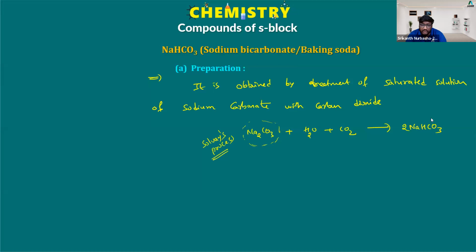Upon heating, it releases CO2 and forms bubbles, and thus it will make the pastries fluffy. It is also called baking soda, because in pastry preparation we add NaHCO3. Whenever you heat it, what happens? CO2 is lost.